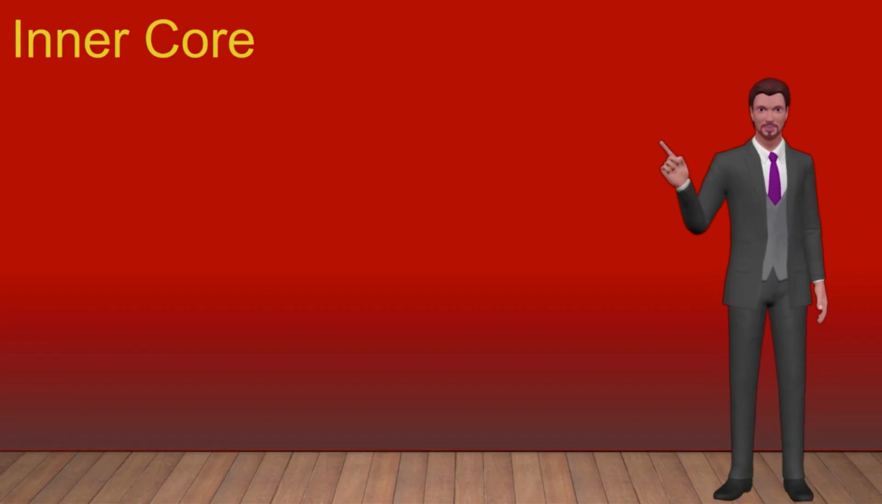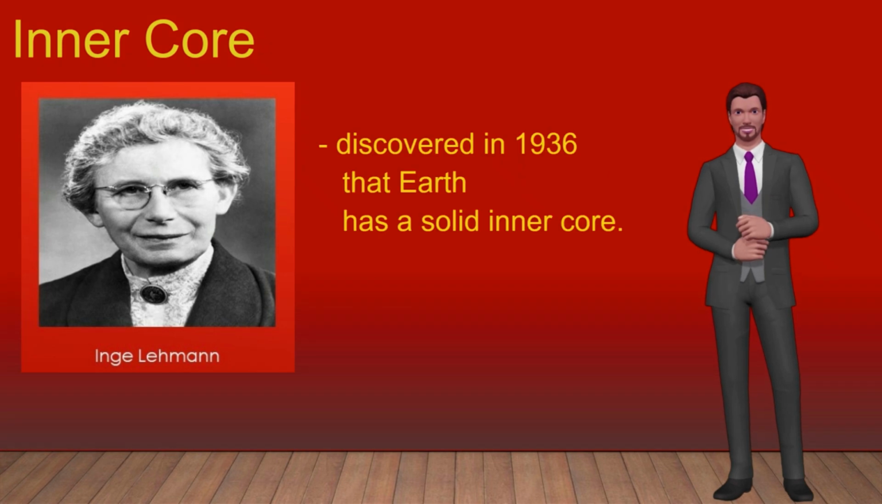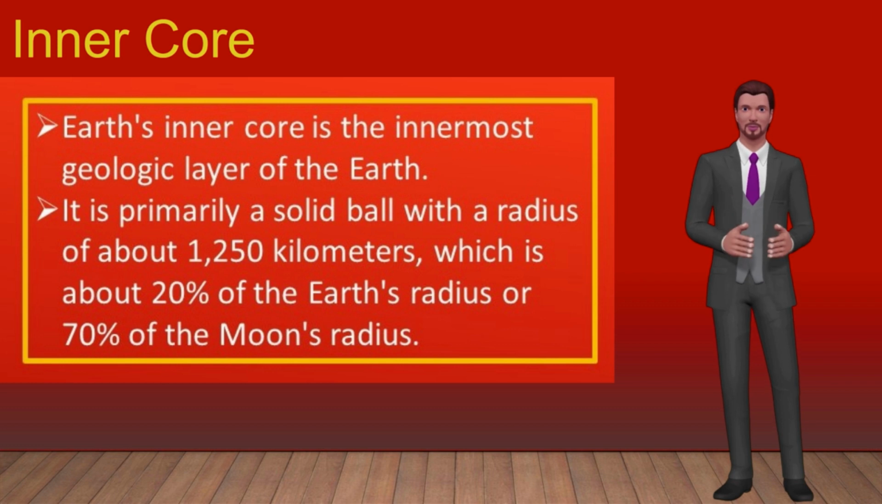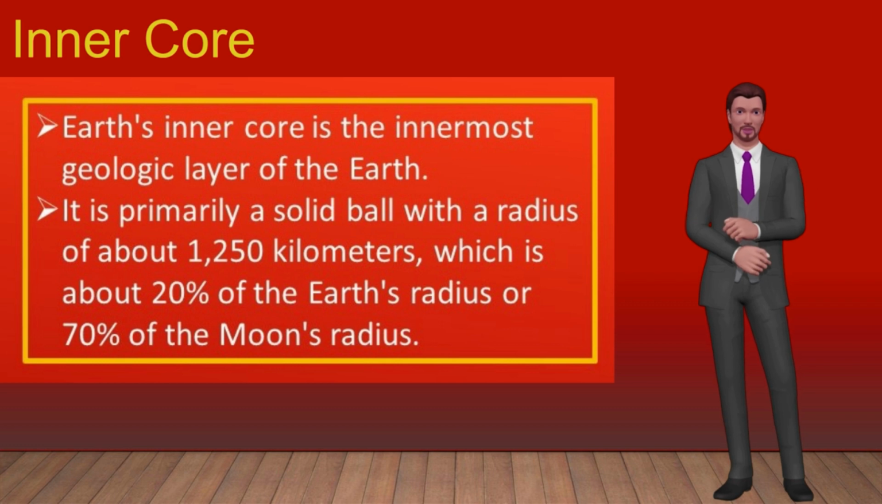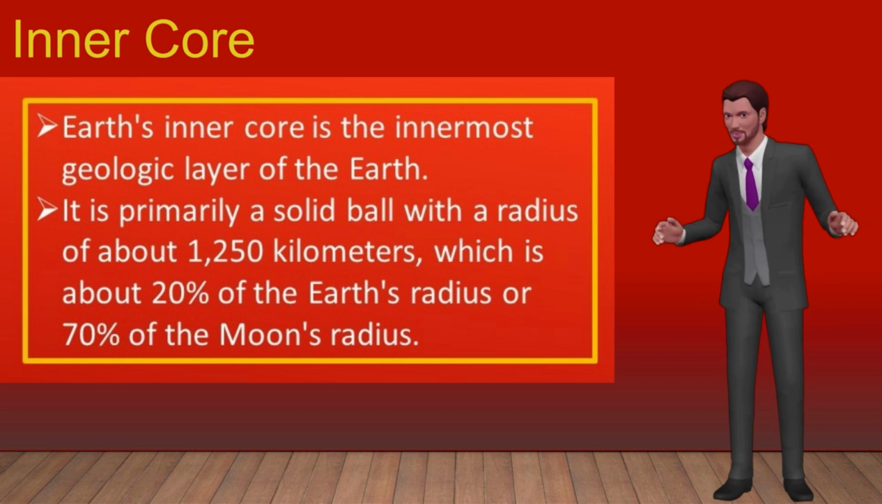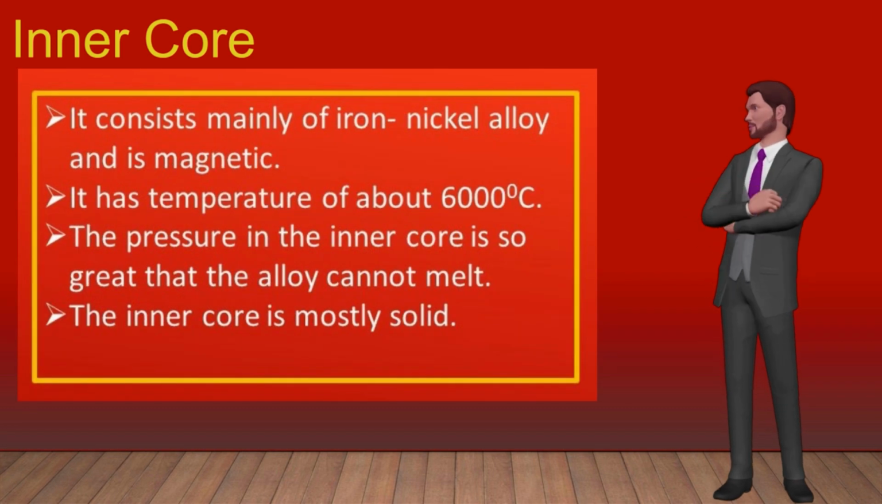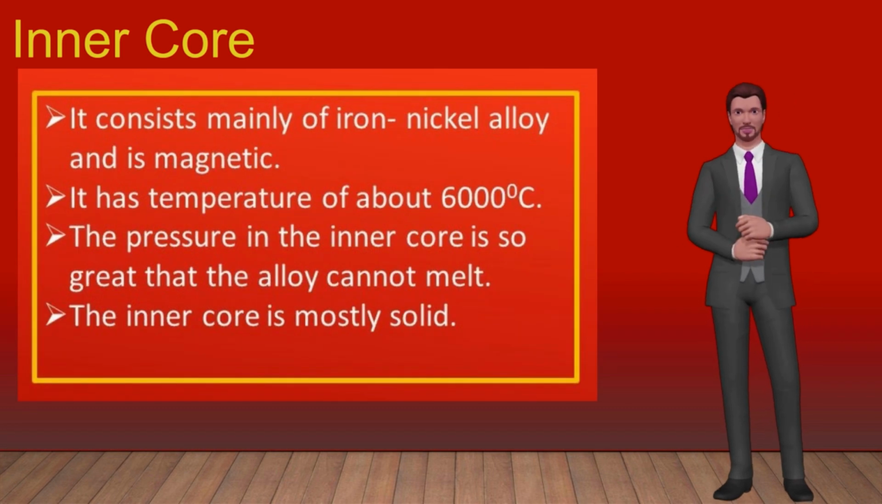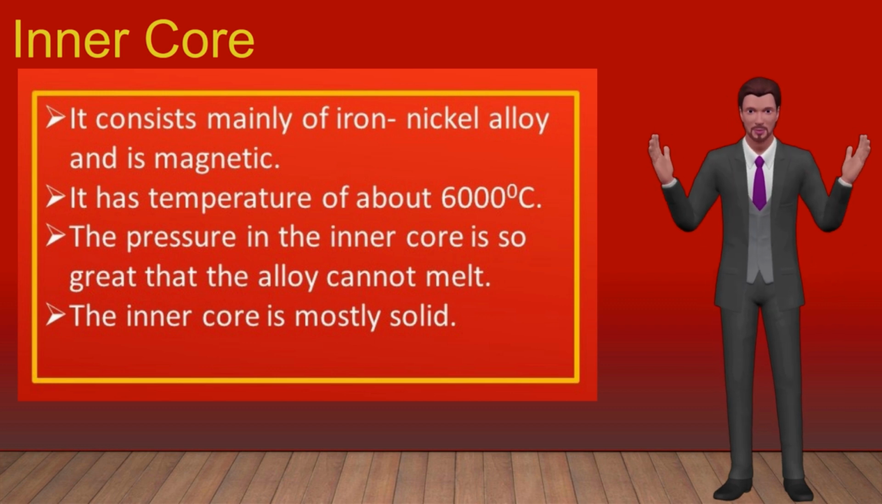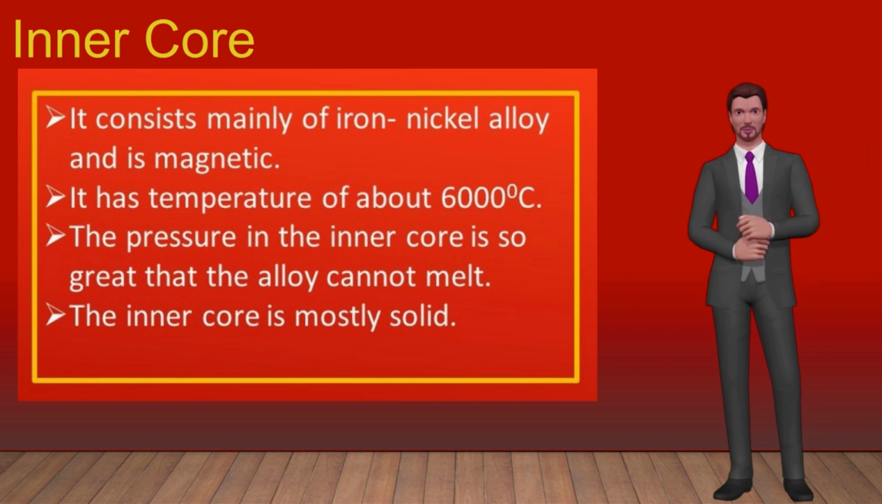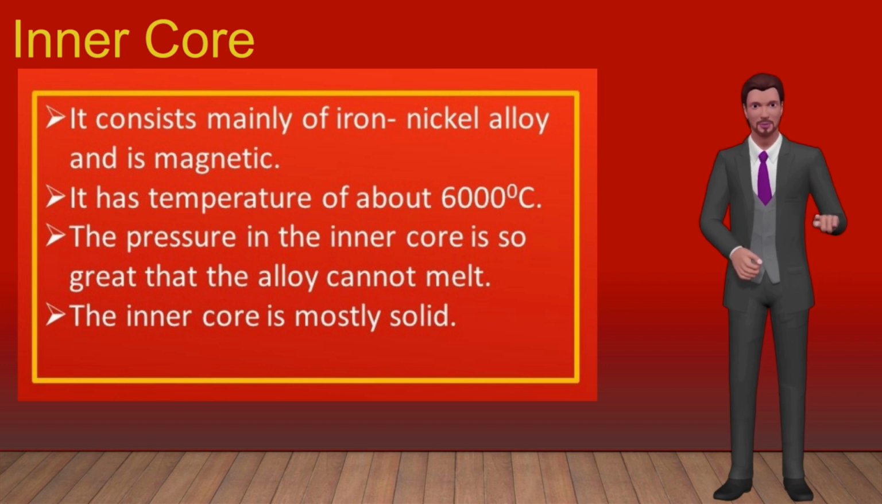The inner core. Inge Lehmann, a seismologist, discovered in 1936 that Earth has a solid inner core. Earth's inner core is the innermost geologic layer of the Earth. It is primarily a solid ball with a radius of about 1,250 kilometers, which is about 20% of the Earth's radius or 70% of the Moon's radius. It consists mainly of iron-nickel alloy and is magnetic. It has temperature of about 6,000 degrees Celsius, almost as hot as the surface of the Sun. The pressure in the inner core is so great that the alloy cannot melt. For this reason, the inner core is mostly solid.